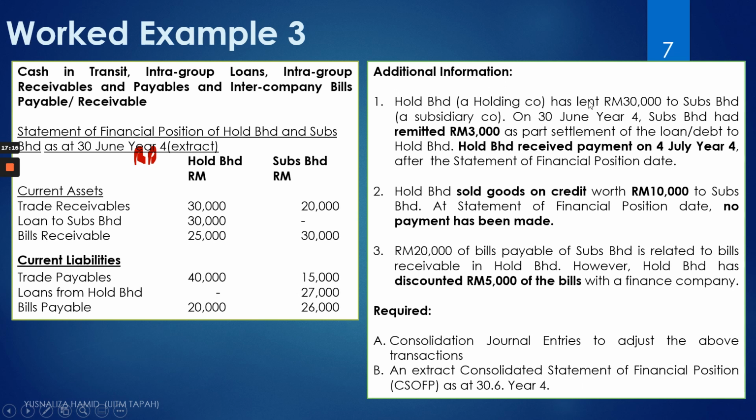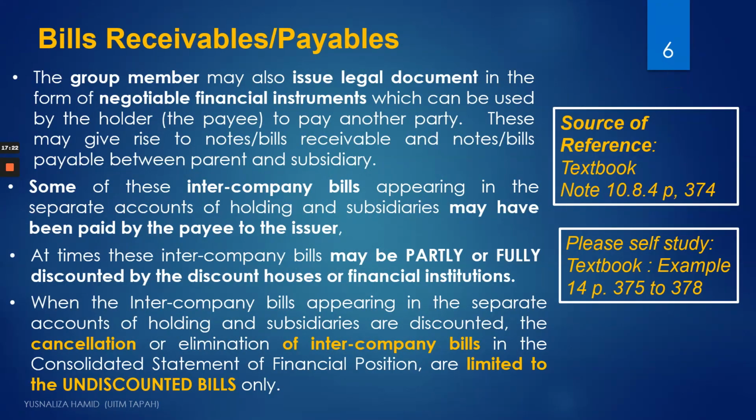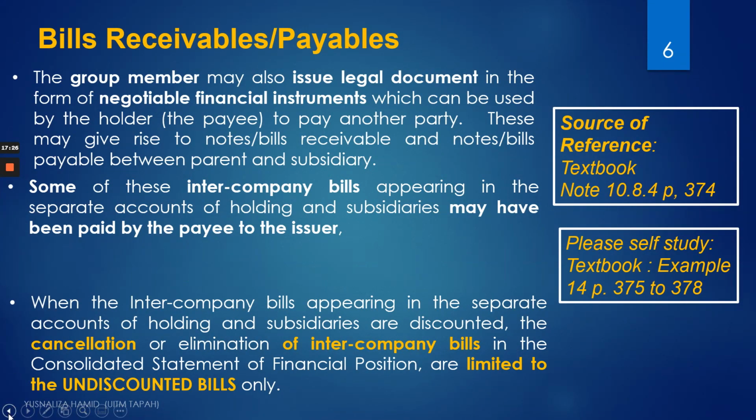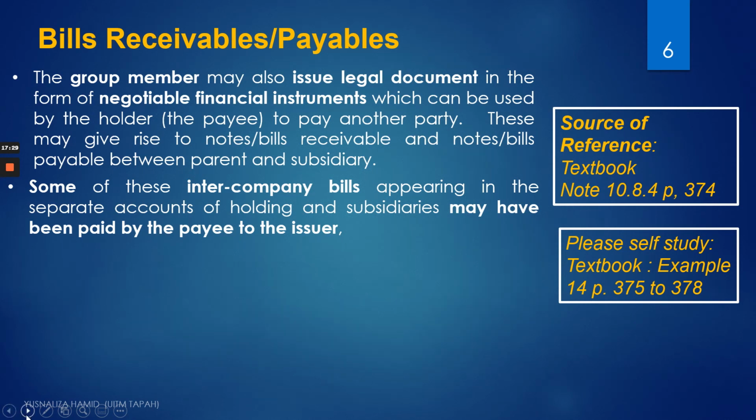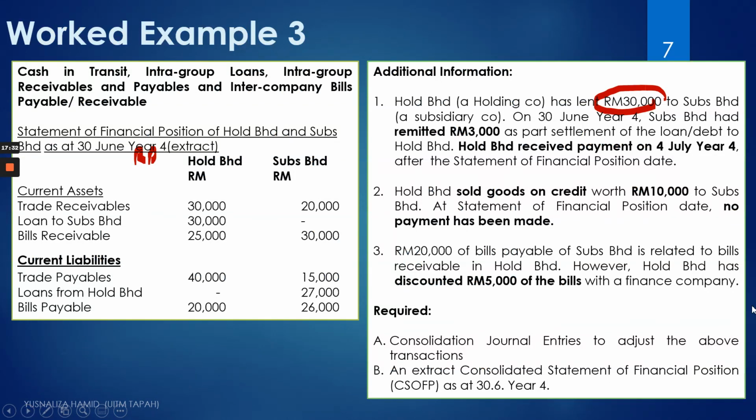The subsidiary has made some payment out of this 30,000, meaning that 3,000 is being paid but has not been received, and the remaining 27,000 is unpaid. So on 30th June, that is what happened. However, Whole Berhad only received the payment on 4th of July. 4th of July is after the reporting date, meaning that it was not received on the date you prepare your consolidated financial statements. So that was the first one.